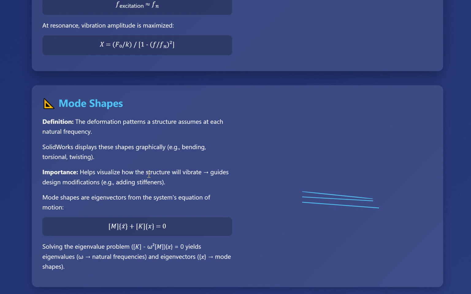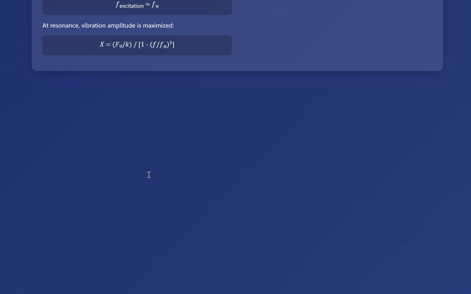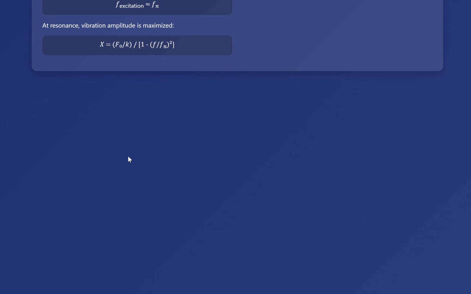This is the formula we can use to calculate the amplitude or deflection of the system. Another term we can also learn is called mode shapes. Mode shapes is the deformation pattern of a structure as it assumes its natural frequency. There are various mode shapes, so when it is deforming, it gives you a certain pattern for that structure.